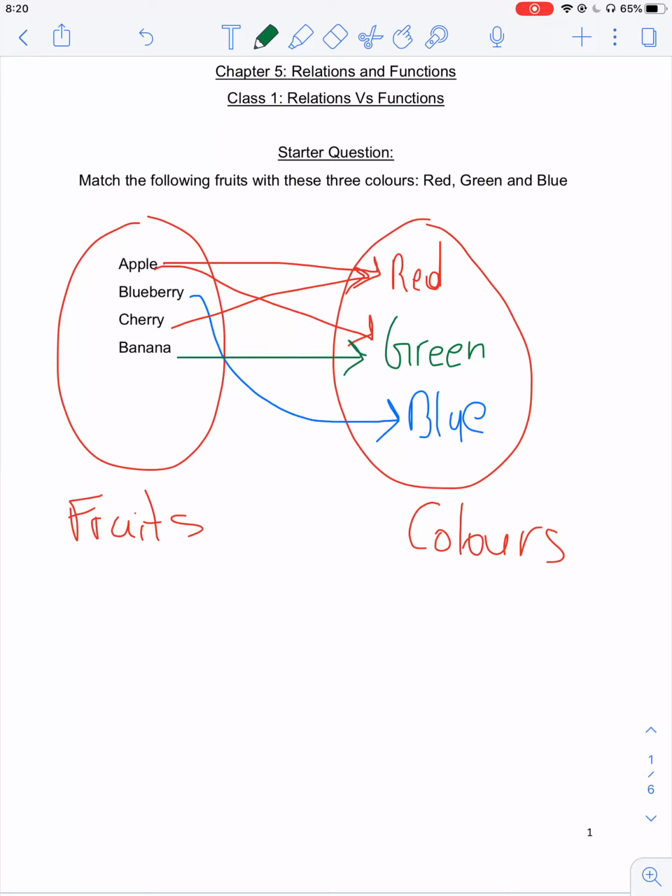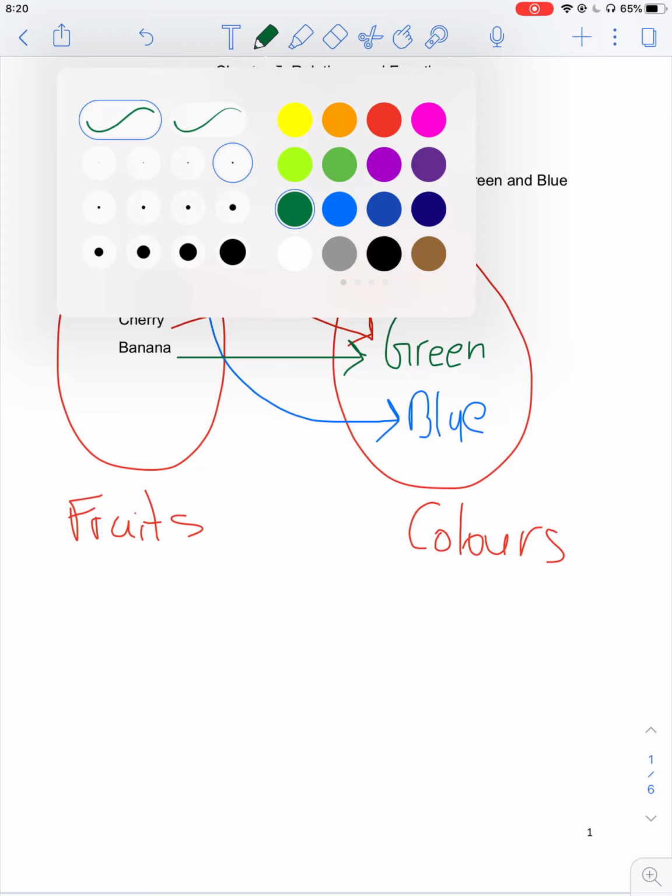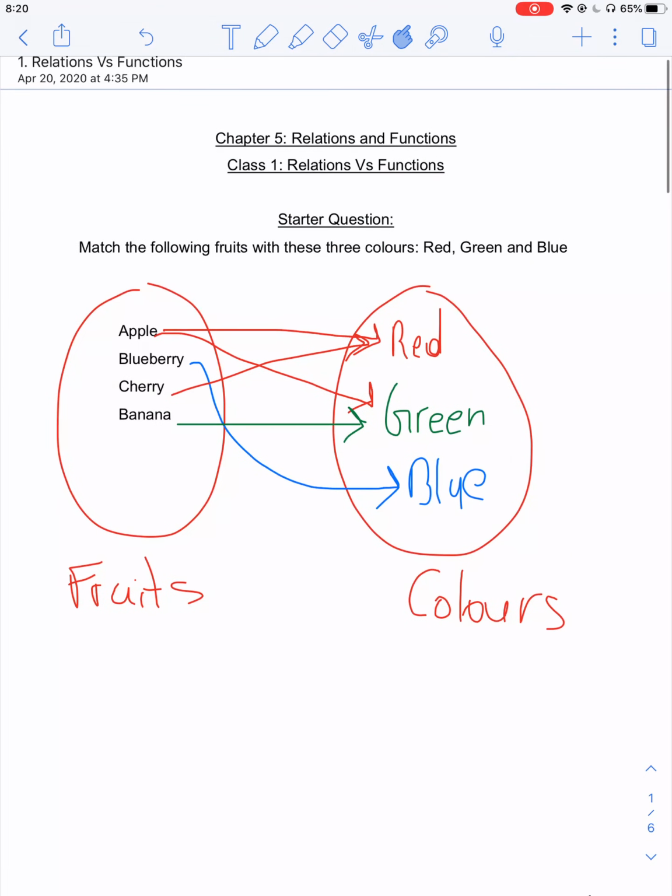So now this is a relation, okay? There is a relation between fruits and the colors, represented by these arrows over here. So this is a relation, but some of the relations are also functions. But functions are very special though. It's a special kind of relation. This one is not.